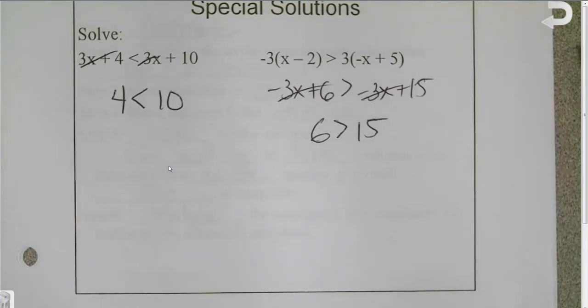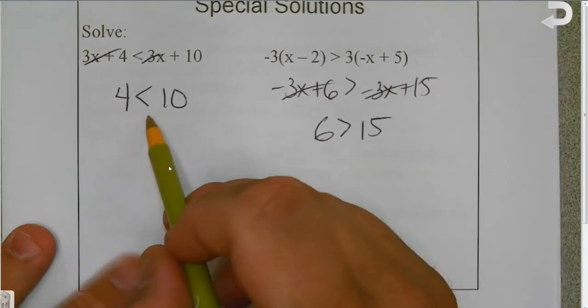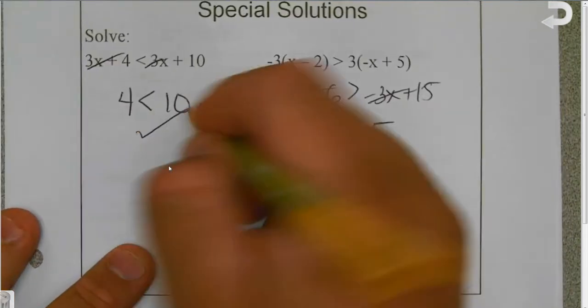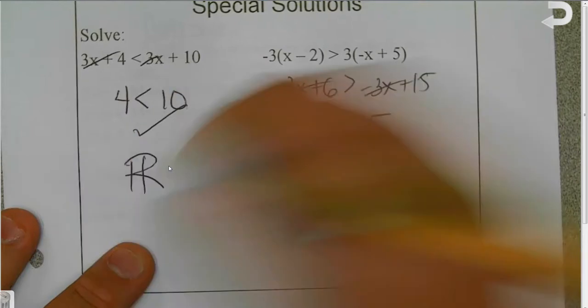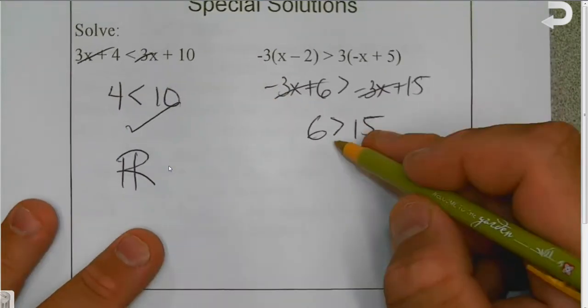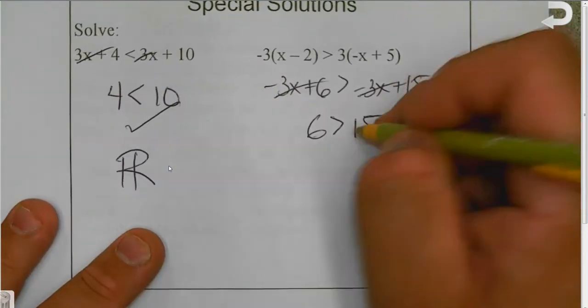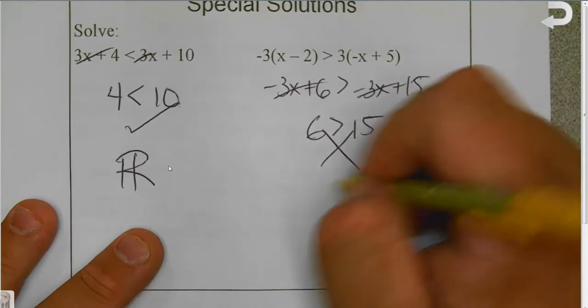Hopefully you remember yesterday what I said. If a statement is true, it's all real numbers. If a statement is false, it's no solution. So is 4 less than 10? Yes, this is what we call all real numbers. Is 6 greater than 15? No, this is no solution.